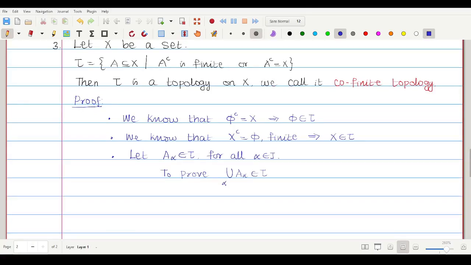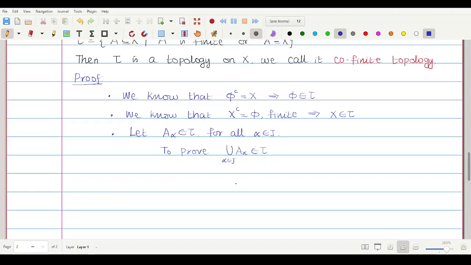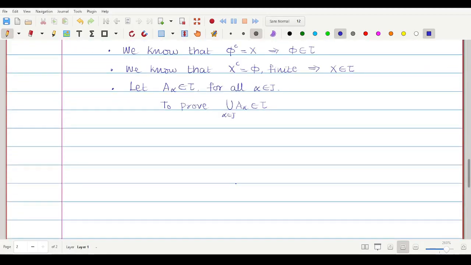where alpha belongs to capital J. Okay, in this index set, once we say this, we can conclude that the arbitrary union of tau is in tau.